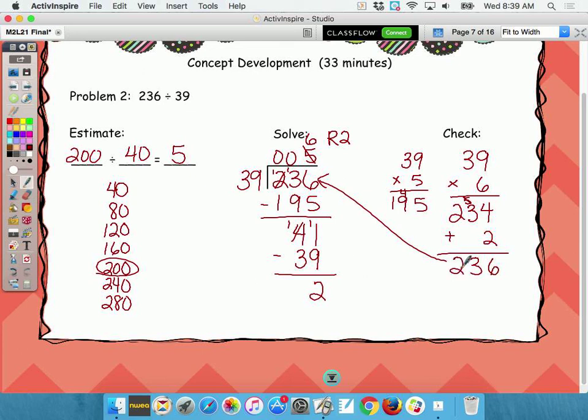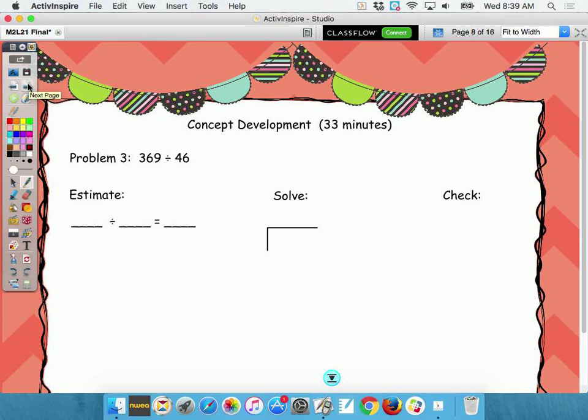How to, instead of starting over, just redo it. Or just cross it off and keep moving up. Okay? Instead of starting over, if you figure out this number's too small, just cross it off and keep going. All right, let's look at problem 3. Wonder if it's going to do the same thing to us.